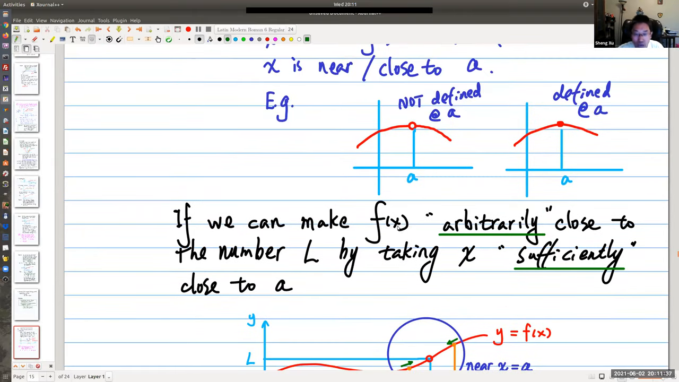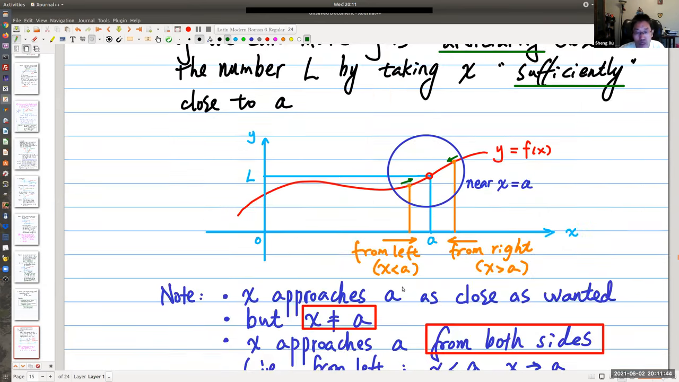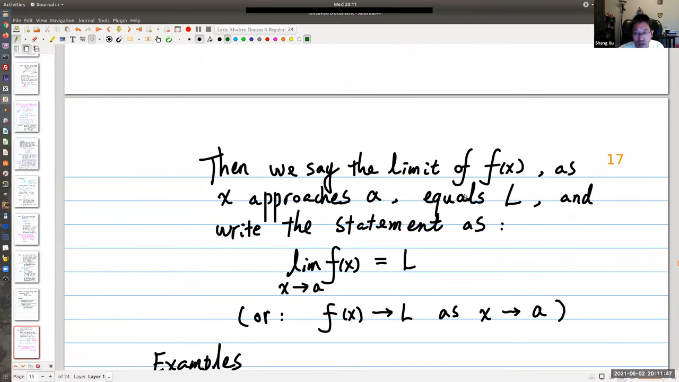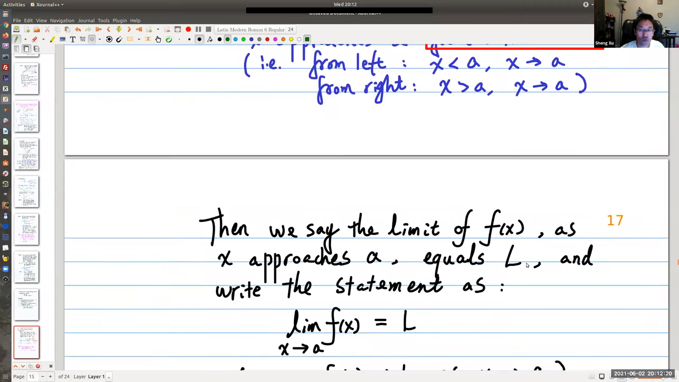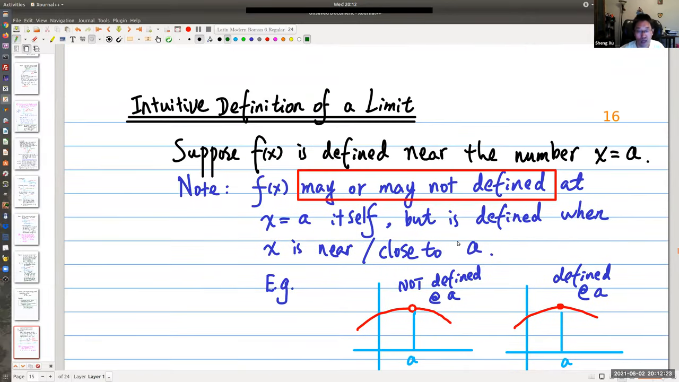So if we can make f of x, the value of this function, arbitrarily close to L by taking x sufficiently close to A, then we say the limit of f of x as x approaches A equals L. And we write this statement as lim, the first three letters of the word limit, L-I-M, of f of x as x approaches A is equal to L. That's the mathematical notation of this statement. But sometimes we just write f of x approaches L as x approaches A. So that's the intuitive definition of a limit of a function.